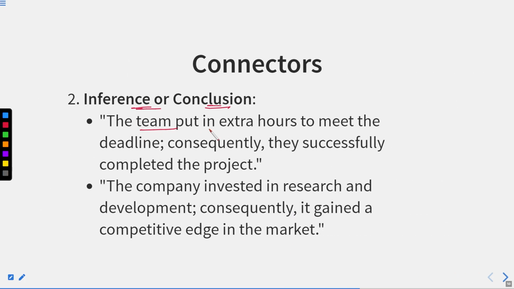Inference or conclusion: the team put in extra hours to meet the deadline. Consequently, they successfully completed the project. So, how did they complete the project successfully? Because they put in extra hours to meet the deadline. The company invested in research and development. Consequently, it gained a competitive edge in the market. Okay, so it reached the competitive edge in the market. So this shows the reason and the effect of it.